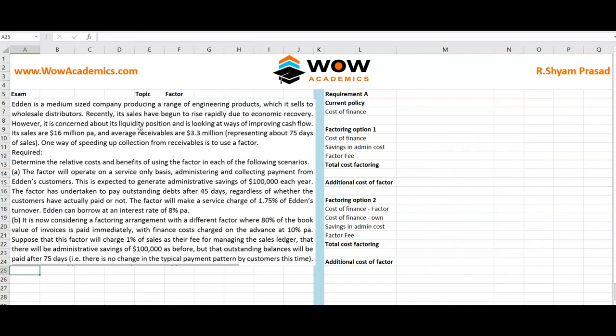So we'll start. This is another kind of a factor problem. So it is from a textbook, and we'll start from the required. The required itself is two parts, requirement A and requirement B. So we'll start the question from the beginning.